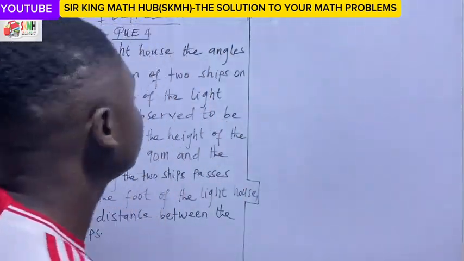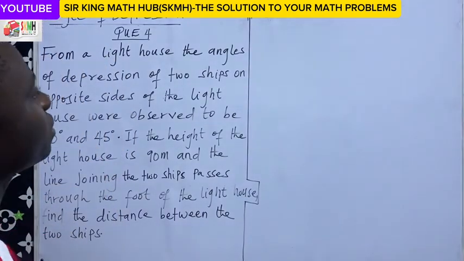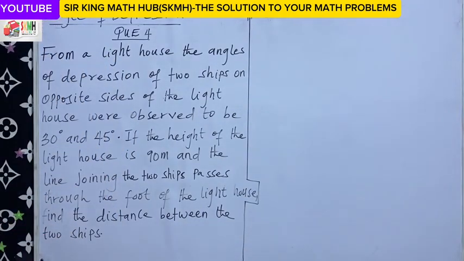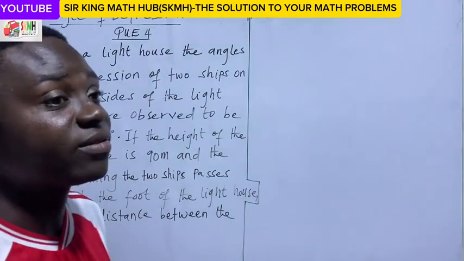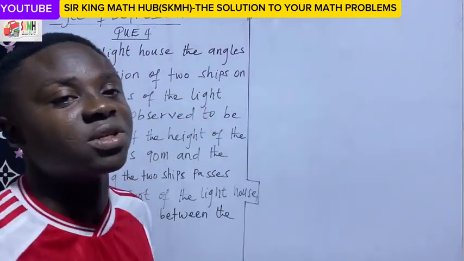Question number 4. I read, from a lighthouse, the angles of depression of two ships on opposite sides of the lighthouse were observed to be 30 degrees and 45 degrees. So let's analyze the first statement.